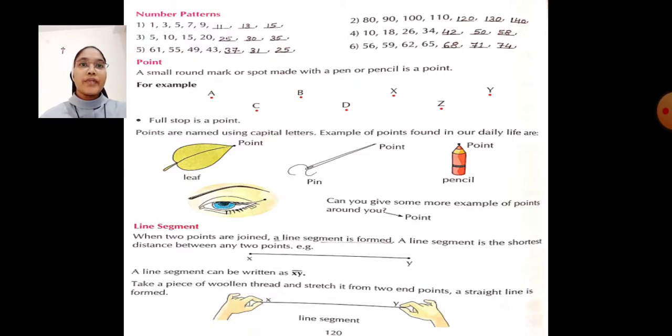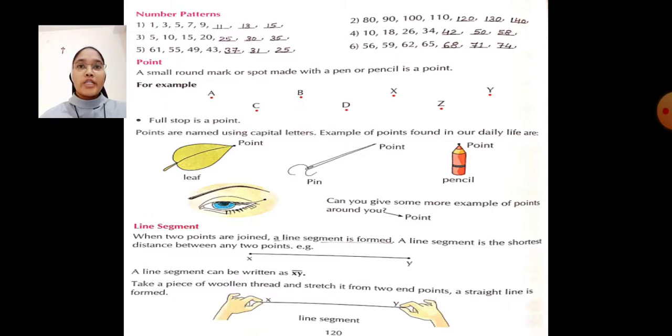Number 6: 56, 59, 62, 65. Here each time how many numbers are skipped? 3 numbers. So in the blank you have to write 68, 71 and 74.